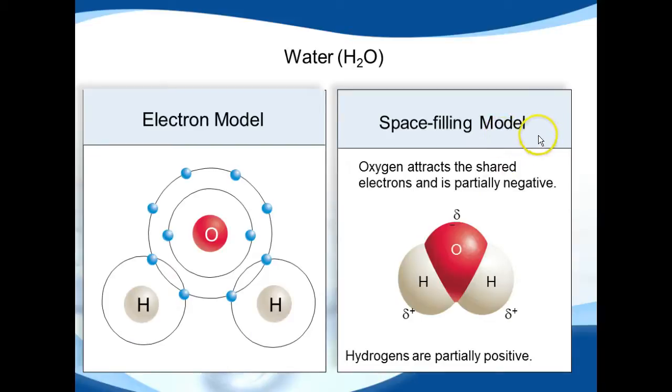Here's another way you can view the same exact thing. This is the space filling model. So now you see your oxygen in red, your hydrogens in white, and you can see that it's written as a negative over at this oxygen end of the molecule and positive over where each of these hydrogens are. So the hydrogens are partially positive and the oxygen is partially negative. That makes water polar. It has a positive and a negative end to it.